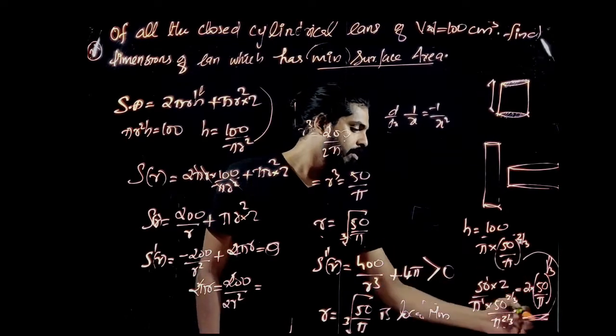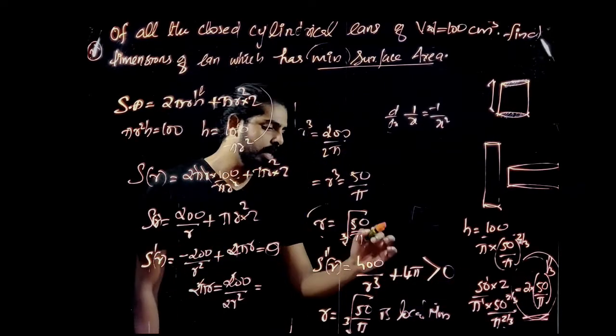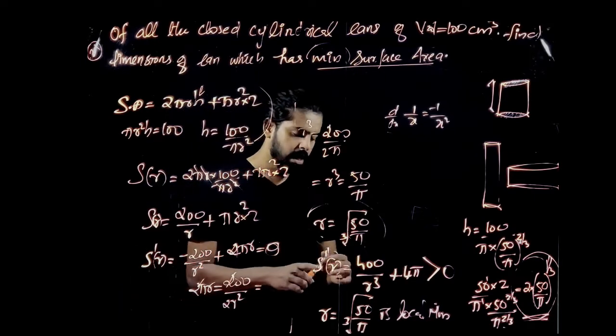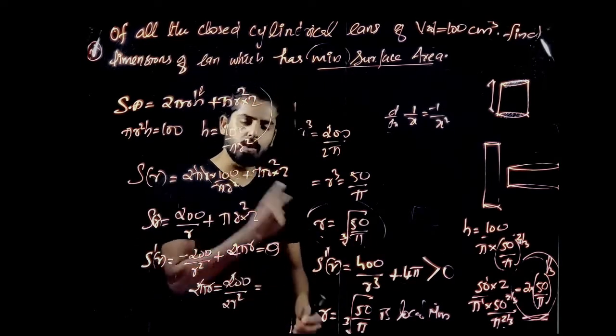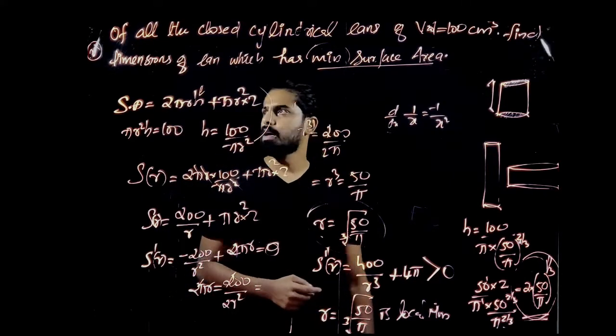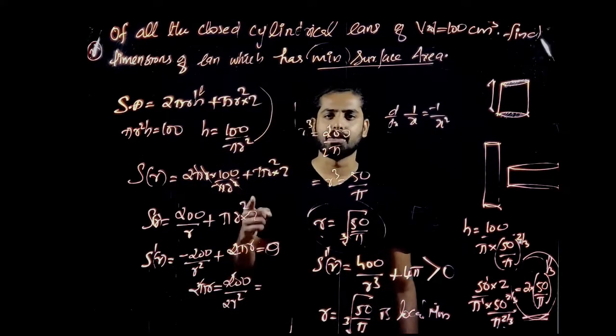This is the height. Okay. And this is the radius. So dimensions are radius, which is cube root of 50 by pi, and height, which is 2 times of cube root of 50 by pi. Okay. Now let's move to the next question.